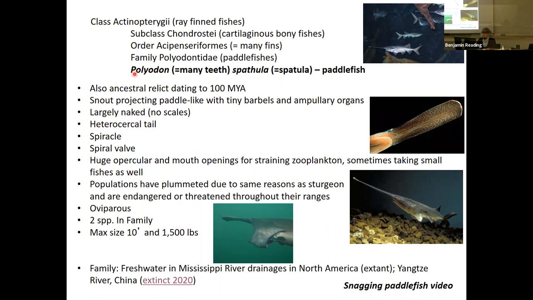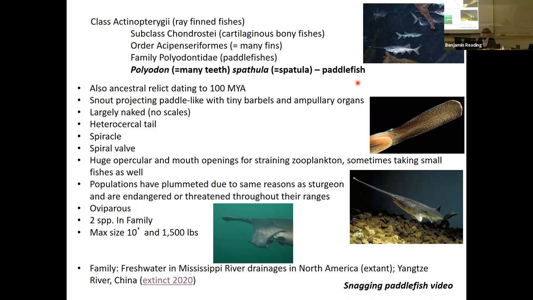Now, sadly, there used to be two species. It is now monotypic. There is one in the fresh waters of North America, and there used to be one in the Yangtze River in China. However, it was declared extinct. So there's only one left. So this two-species family is now one only, sadly. Earlier this year, it was declared extinct. And I'll talk about that in a minute.